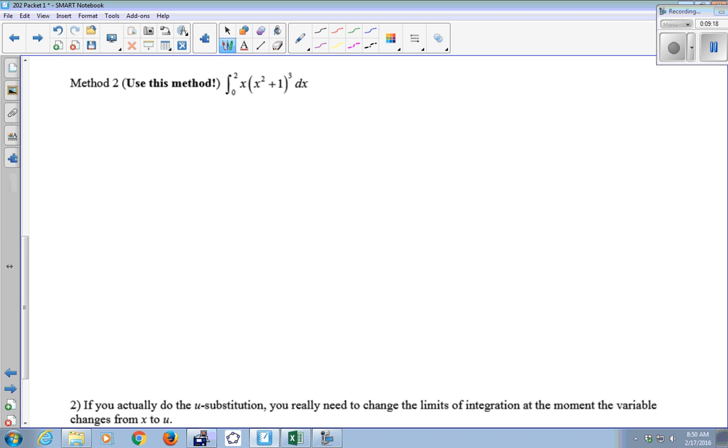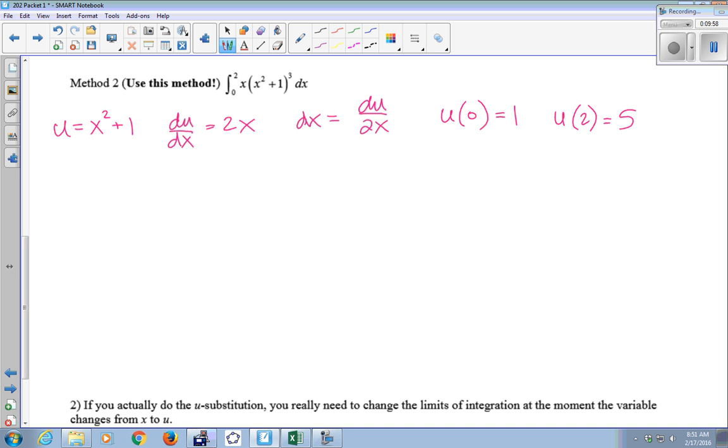So I'm going to start this again. My u is x squared plus 1, which means du/dx is 2x, which means dx is du over 2x. And then I'm going to change my limits of integration. What is u of 0? 1. You use your formula for u. We have a formula for u in terms of x. So when x is 0, u is 1. And when x is 2, what is u? 5. Yep, 2 squared plus 1 gives you 5. Does that make sense?